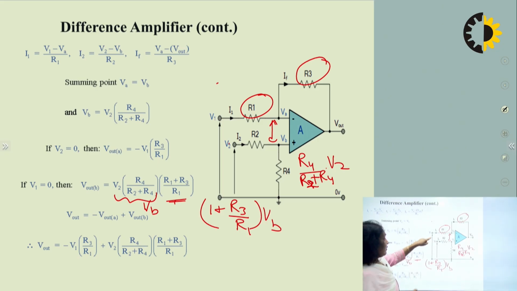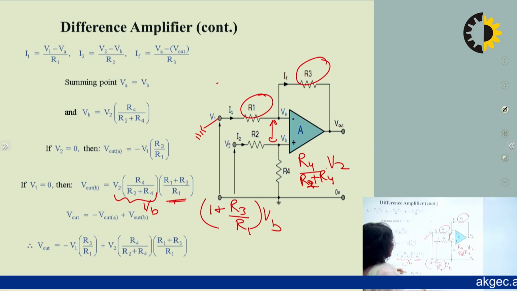Because of this terminal, when this is at the ground and this is at zero potential, then we will be getting the output voltage V output B or V02 equal to V2 times, that is this voltage, multiplied by the gain, that is 1 plus R3 by R4. This is nothing but the same thing.